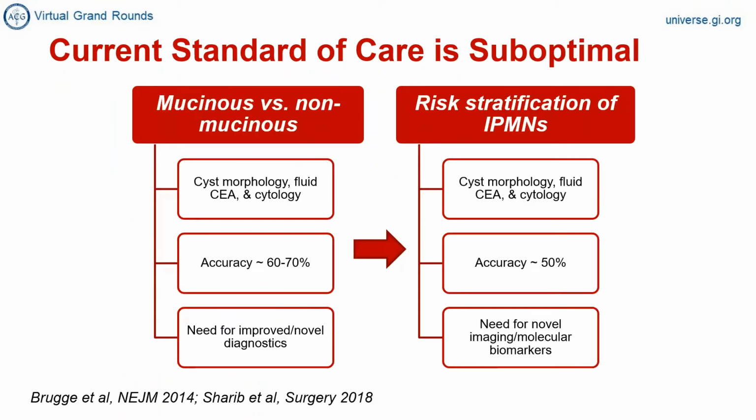Overall, this is suboptimal in differentiating mucinous versus non-mucinous cysts. In this current day and age, an accuracy of less than 80% needs to improve. Now, that's the first step in working up pancreatic cysts. IPMNs are the most prevalent neoplastic cysts. These diagnostic techniques are suboptimal in accurately classifying IPMNs as those with low or high-grade dysplasia. And we will again discuss this in more detail.